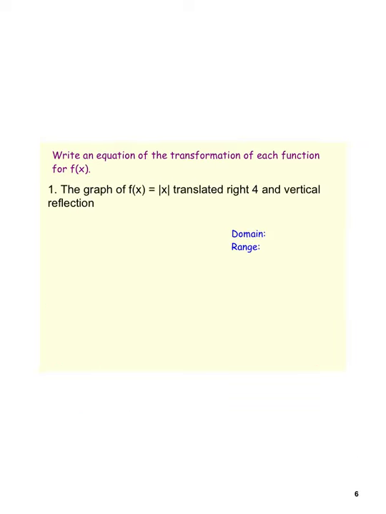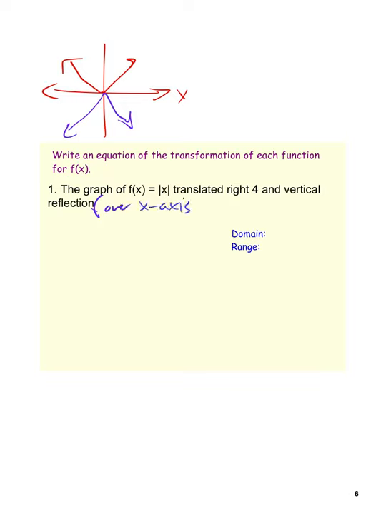So write an equation for the transformation of each function. So we have here the absolute value of x, and we're supposed to have a translation of right 4 units and a vertical reflection. Now, keep in mind, a vertical reflection means that we are reflecting over the x-axis. Okay, so we now want to have reflected vertically, which means it's going up and down, as opposed to a left to right reflection, which would be a horizontal reflection or one over the y-axis. So vertical reflection means over the x-axis.